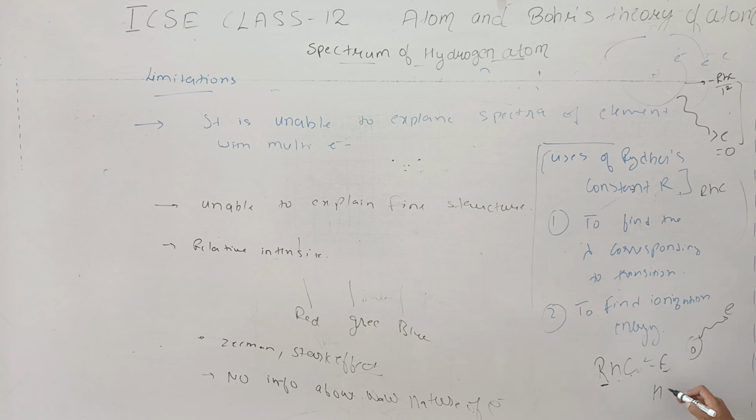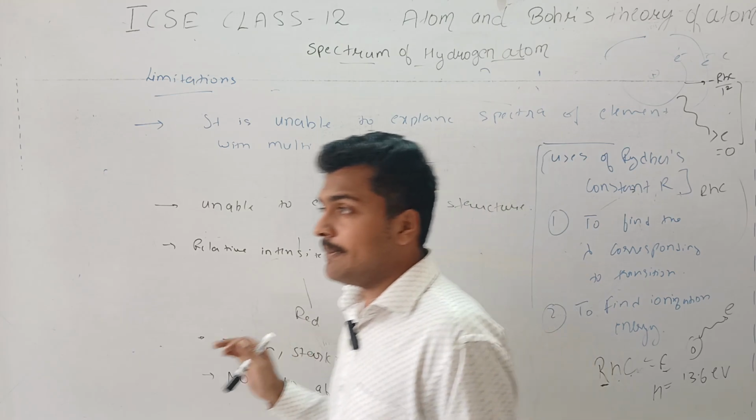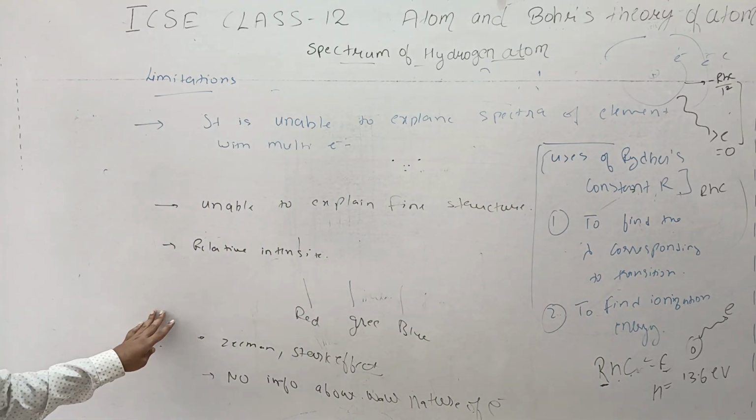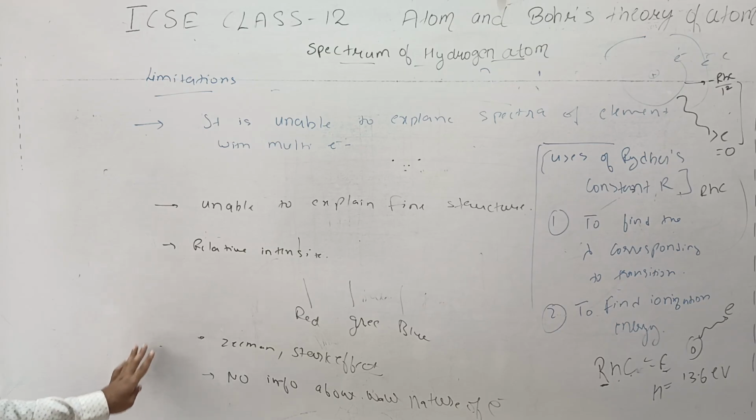For the hydrogen atom it is around 13.6 electron volts. So this much energy is required to remove an electron from a hydrogen atom which is in the ground state. So here our chapter on hydrogen spectra is complete. Please make notes from the video, and if any doubt is there, we will discuss it in the class.